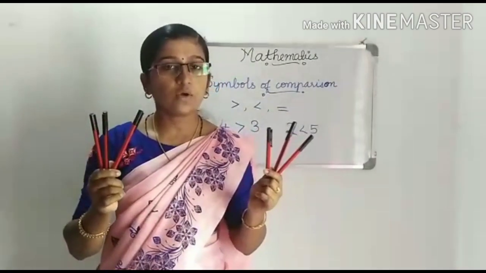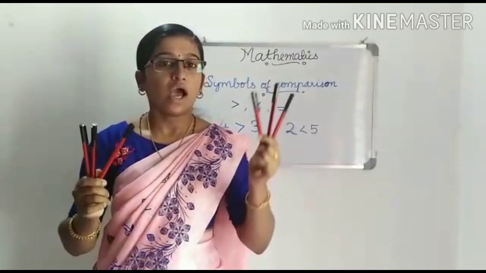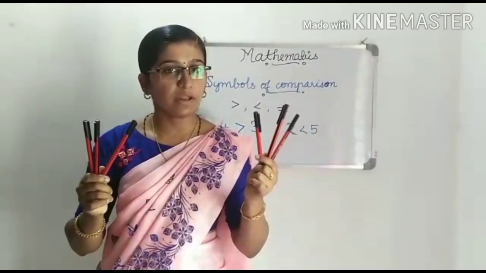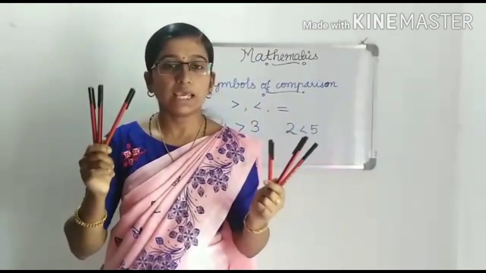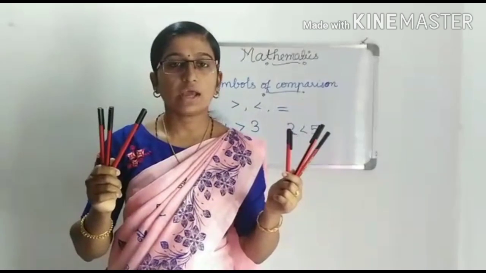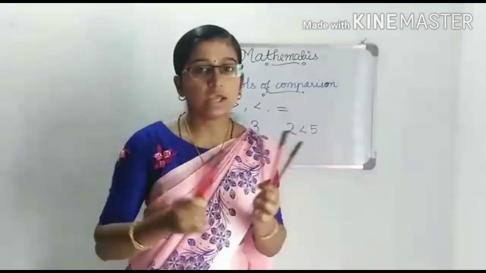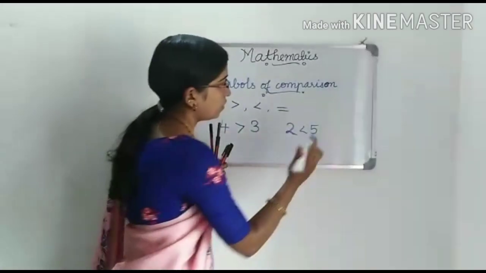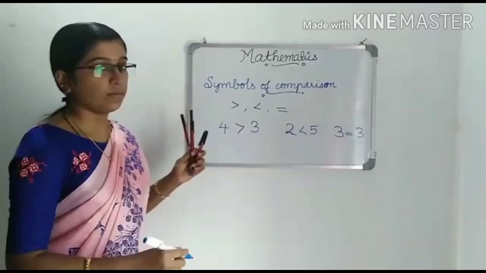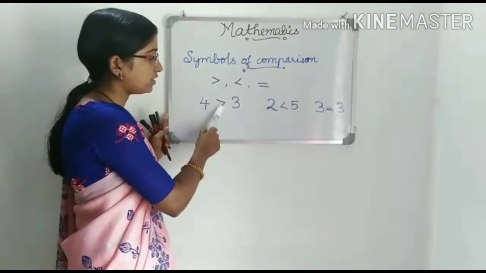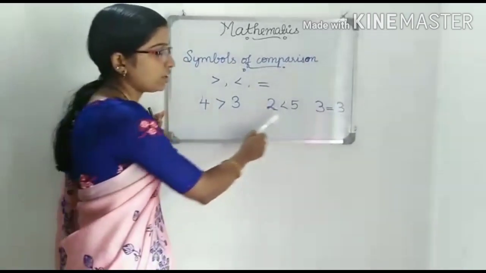Children, again look at my hands. Here on my right hand there are 3 pens and on my left hand there are 3 pens. The numbers on the right and the numbers on the left are same, 3 and 3. So we can say that 3 is equal to 3. So we can put equal to symbol. So 3 is equal to 3. Now you have learned greater than, less than and equal to. Is it clear for you?